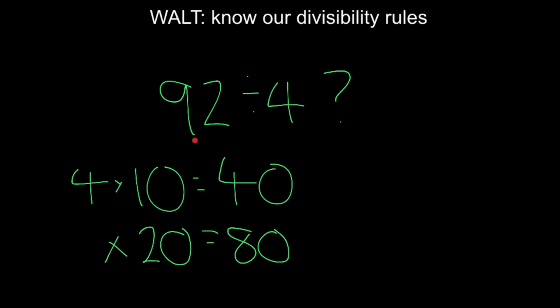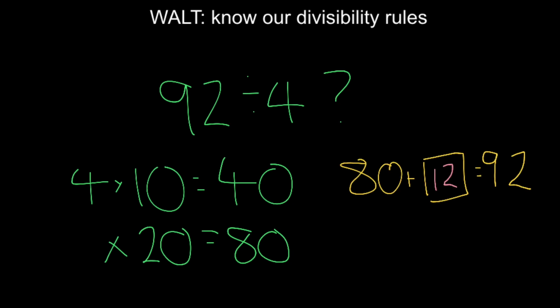So is 92 divisible by 4? Well, how much have we got left to get to 92? We've got 12 left to go. And is 12 divisible by 4? The answer is yes, because it's 3, right? So to recap, we know that 80 is definitely divisible by 4. We know that 12 is divisible by 4. So that means that 92 must be divisible by 4. The answer is yes.